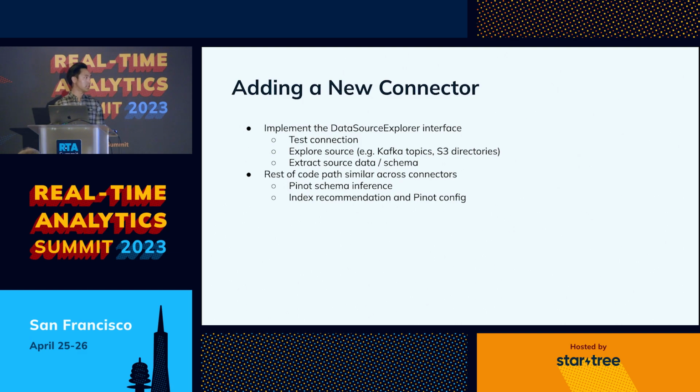And finally, you would want to implement the logic for extracting the source data from wherever it might live. Every source has a different client that we need to use. For S3, we have the S3 Java client. We need to make sure we're able to extract data from that source to provide the data preview. In the case of formats like Avro or Parquet, we're able to download the source schema as well, because that helps us do the Pinot schema inference. The rest of the code path is pretty similar across the connectors after that. This includes the Pinot schema inference, the index recommendation, and the Pinot config inference that Seunghyun mentioned earlier.